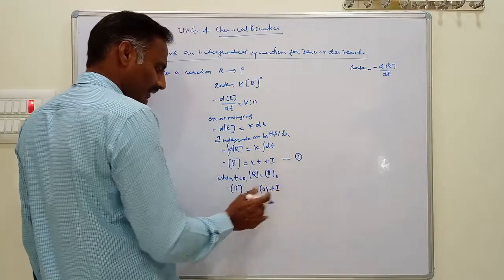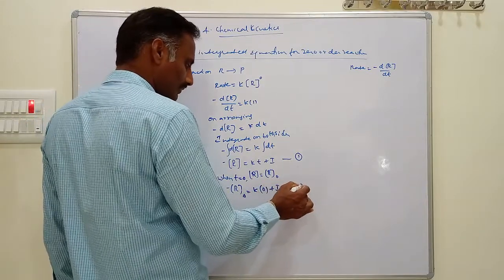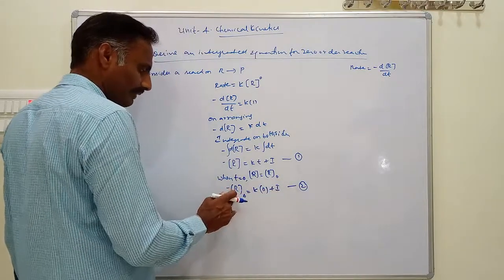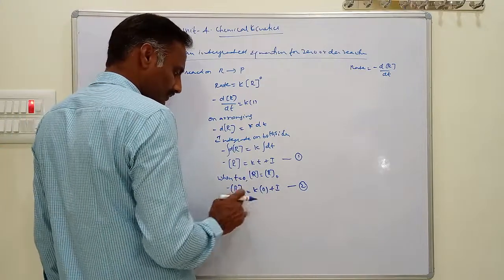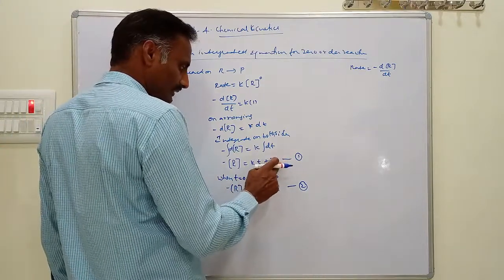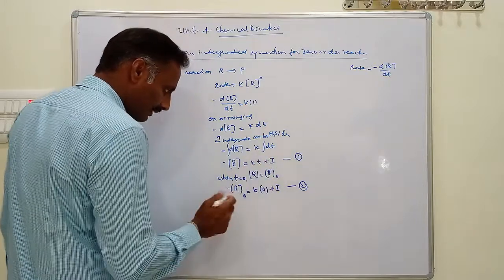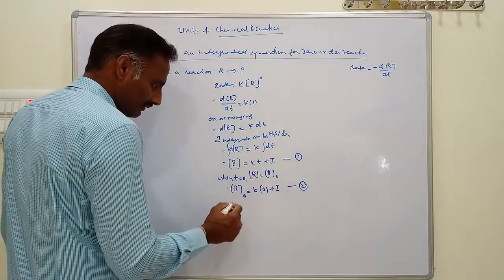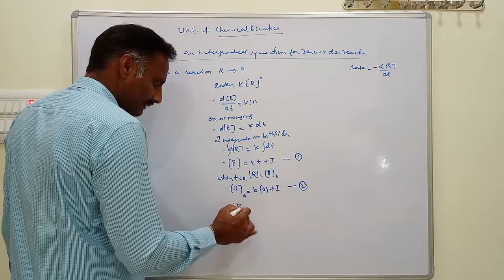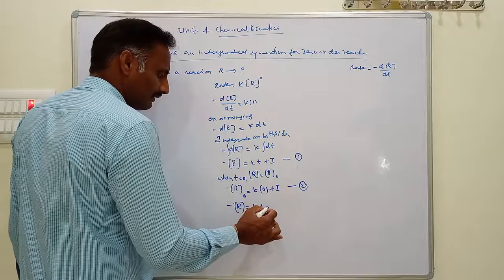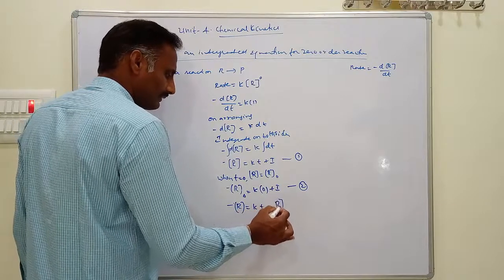Then what is the value of I here? From this equation, the I value equals how much? I value equals R naught. Now substitute the I value in equation 1, and you will get minus R equal to k into t, minus R naught.